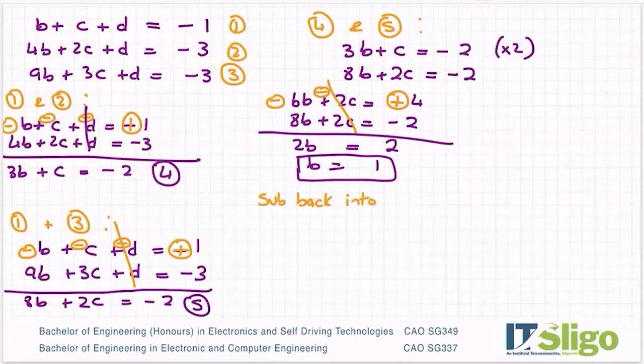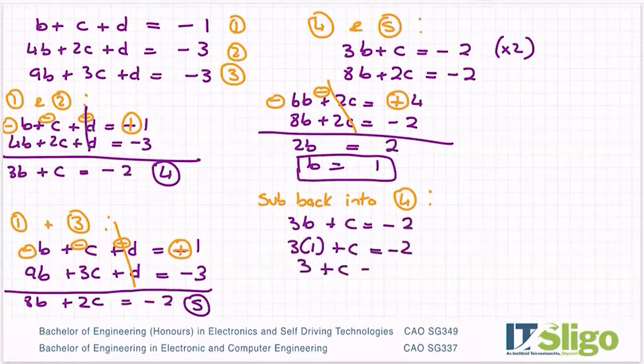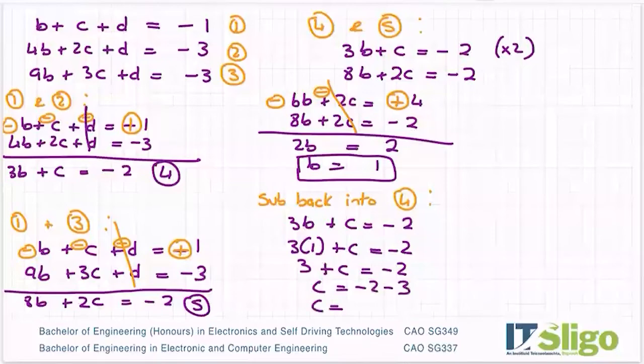Okay, so I'm going to sub back into, I'm looking at 4 and 5, and I'm trying to see which one is easier. It doesn't really matter. They both look much the same. So I'm going to sub back into 4, which was 3B plus C being equal to minus 2. So I now know B is 1, so sub him in. So 3 plus C is equal to minus 2. C is equal to minus 2 minus 3. So C is equal to minus 5.